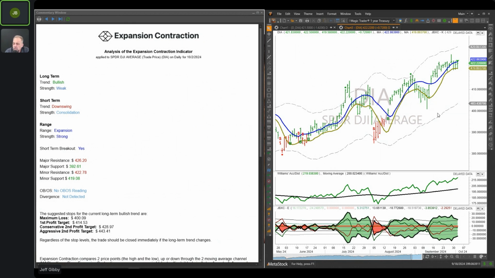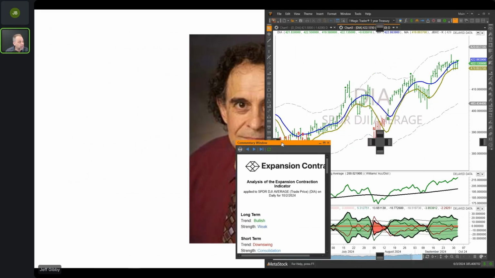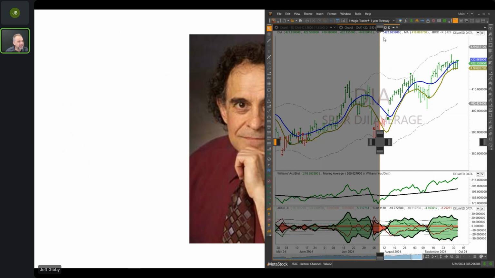And I shouldn't take credit for this. The beautiful programming here was done by Metastock, and the idea for expansion contraction came from a fellow named Brian Latta, who took my ideas about the moving average channel and turned them into this beautiful indicator here on Metastock. And he did a great job with it. And such a nice guy too.